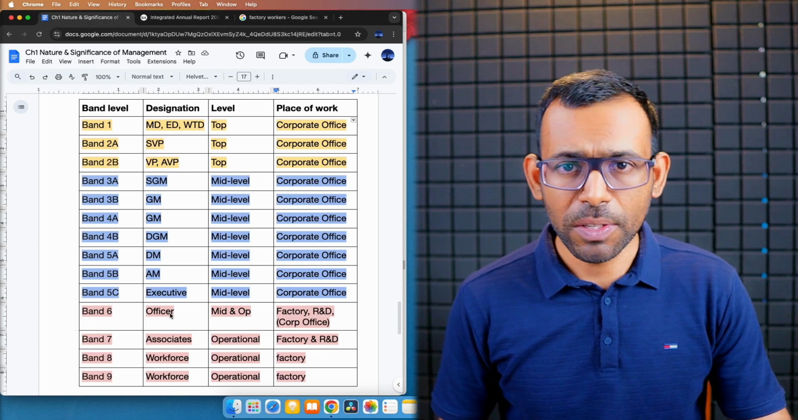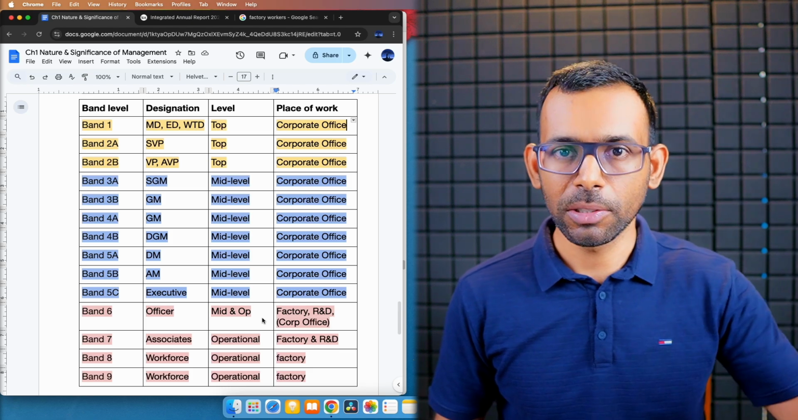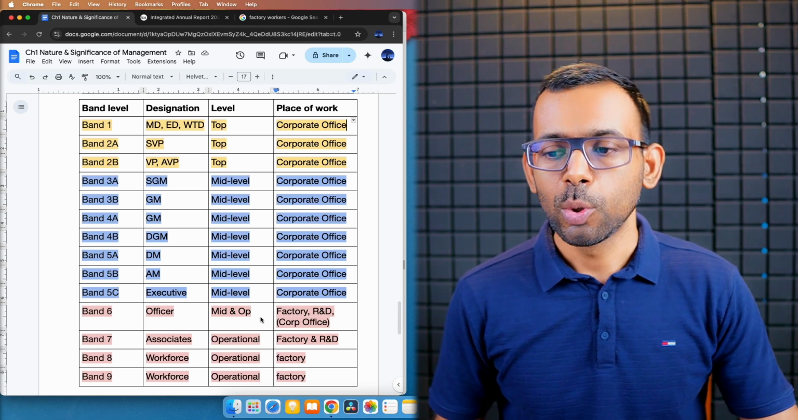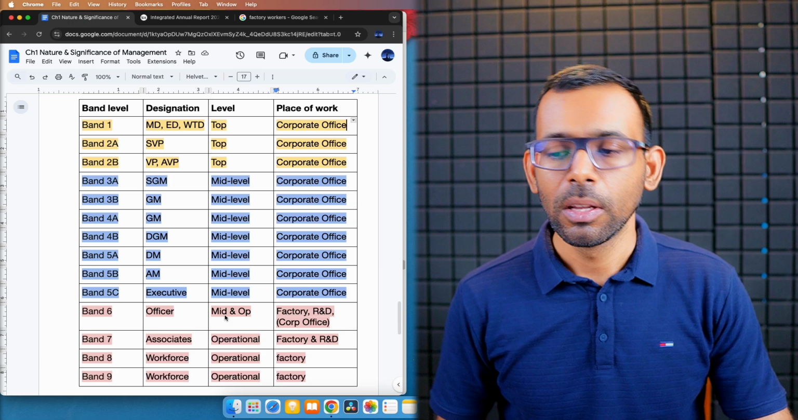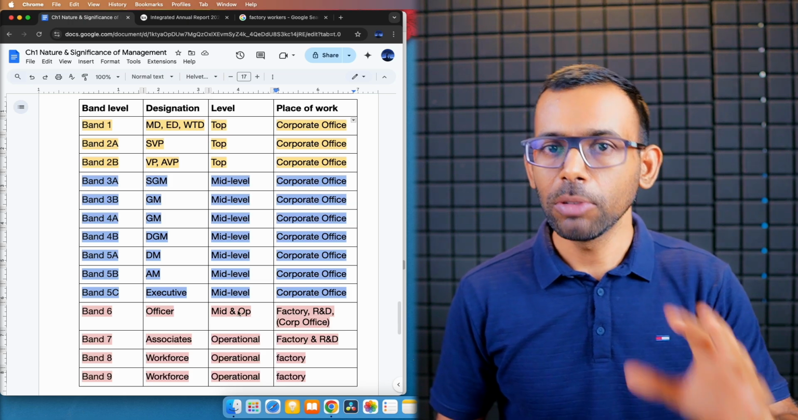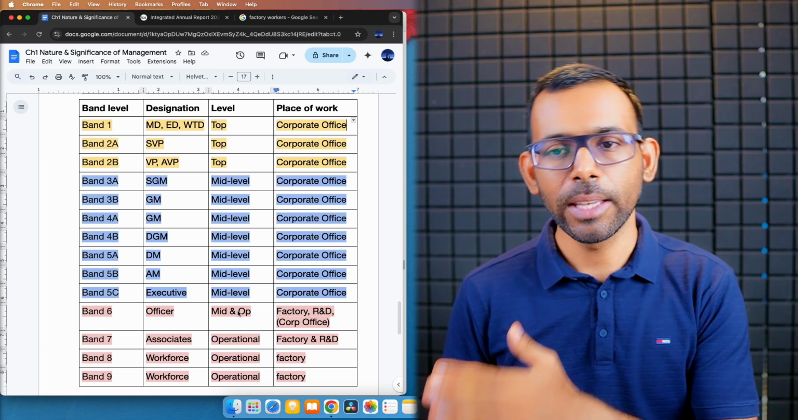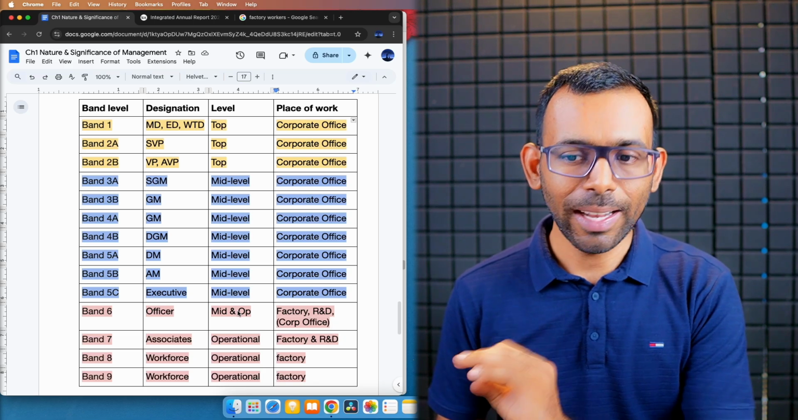Band 6 are officer cadre level. They belong to the middle level and higher level in operational management. So these are the factory supervisors, and sometimes they also worked in the corporate office. Again, I'm telling you the story that was present in the company I worked in. This need not be the case in every company, but it's just for you to get an idea.